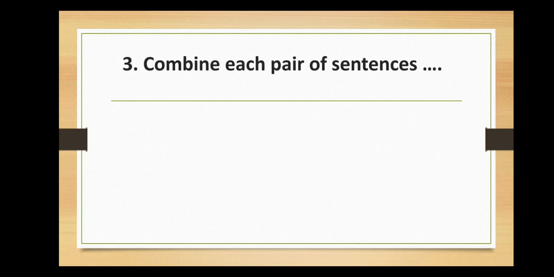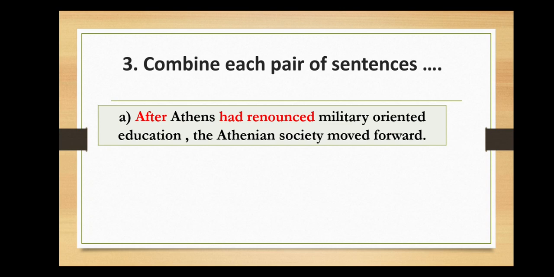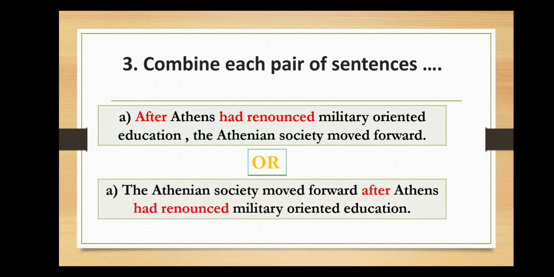Combine each pair of sentences with one of the connectors given between brackets. Make changes where necessary. We start with A. The Athenian society moved forward. Athens renounced military-oriented education. You are required to combine sentence 1 with sentence 2 using after. So you have two possibilities. Either you say, after Athens had renounced military-oriented education, the Athenian society moved forward. So you need to conjugate the verb after into the past perfect. Or you can say, the Athenian society moved forward after Athens had renounced military-oriented education. So both of them are correct.